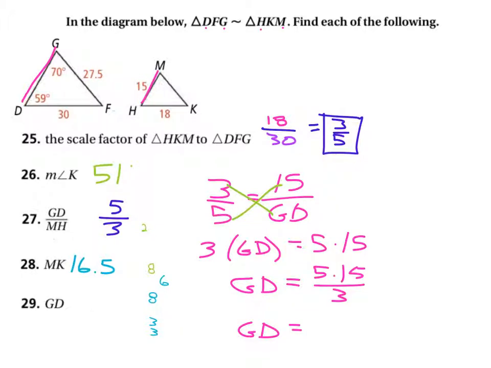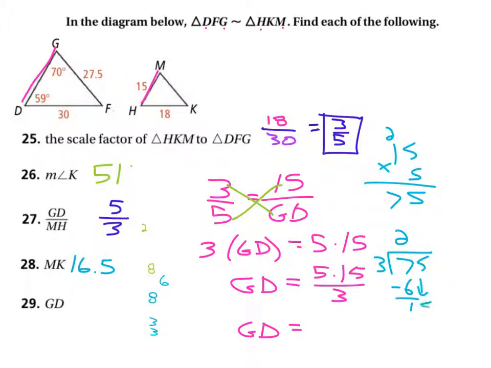So let's do it. Let's do it over here. 15 times 5, 75, and then 75 divided by 3 is 25. So we get GD measures 25, and that's it.